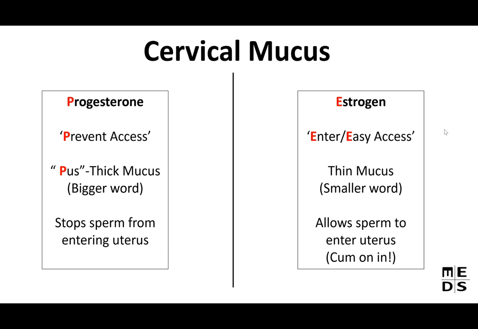As for estrogen, it does the complete opposite. It wants you to enter, aka easy access. It's going to be thin mucus, think that it's a smaller word, and allows the sperm to enter in the uterus. This makes sense because it's the first part. It's part of the follicular phase when it's making the endometrium. If a sperm happens to get its way in there right at the time of ovulation on day 14, perfect, because that's exactly how fertilization and pregnancy actually starts. And that's how procreation happens. And jokingly, I put in there, come on in. So that's the difference between progesterone and estrogen when it comes to cervical mucus.